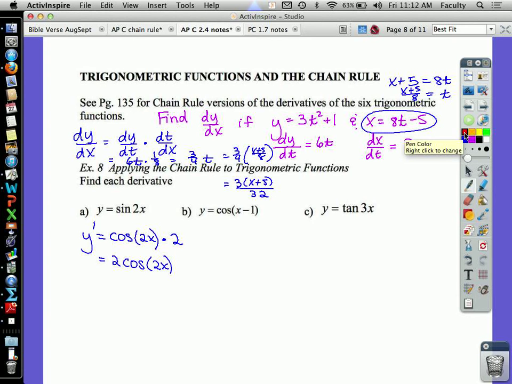Letter B. I'm going to find the derivative of the outside. So what is the derivative of cosine? Negative sine. You leave the inside alone, times the derivative of the inside. What's the derivative of x minus 1? 1. So this is just negative sine the quantity x minus 1.